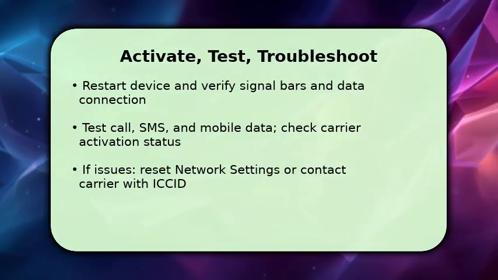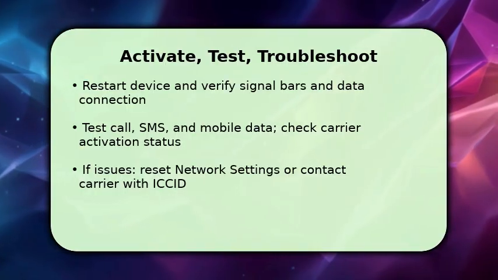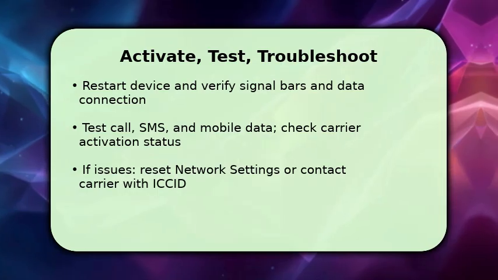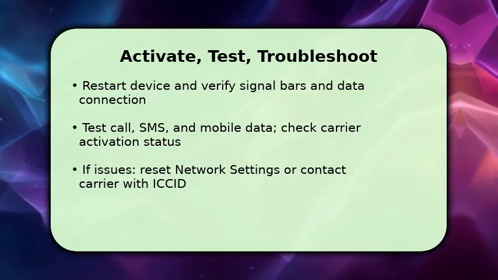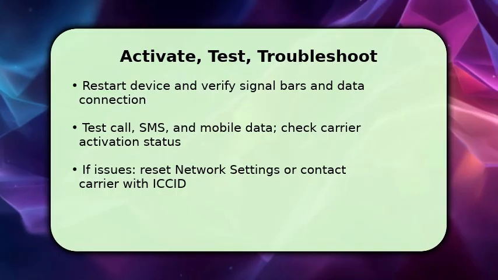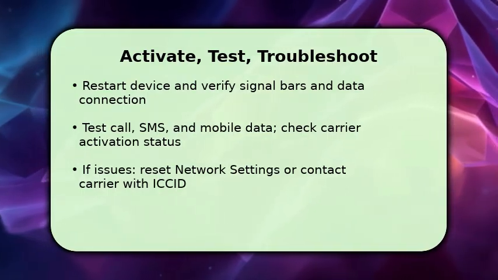Once rebooted, confirm signal bars, make a test call, send an SMS, and load a web page to verify data. If the eSIM shows provisioning or no service, toggle airplane mode, wait 30 seconds, then retry.